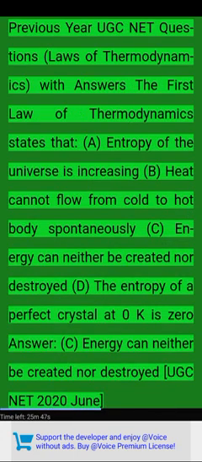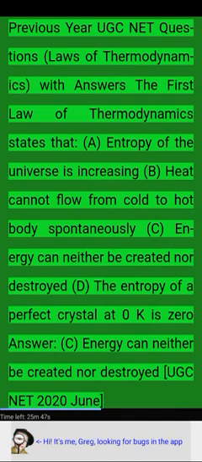Previous year UGC NET questions. Laws of thermodynamics with answers. The first law of thermodynamics states that: A. Entropy of the universe is increasing. B. Heat cannot flow from cold to hot body spontaneously. C. Energy can neither be created nor destroyed. D. The entropy of a perfect crystal at 0 K is 0. Answer: C. Energy can neither be created nor destroyed.